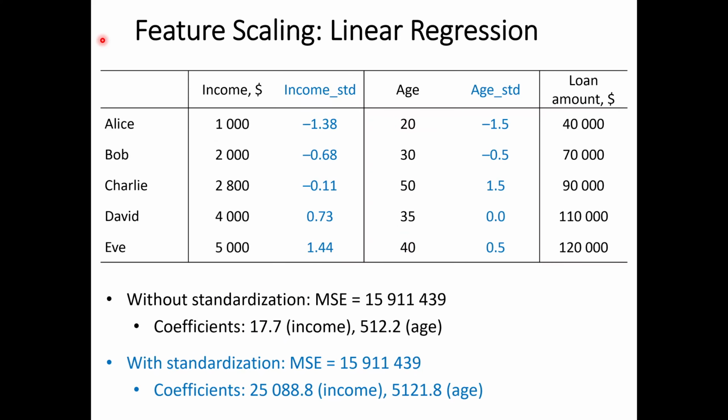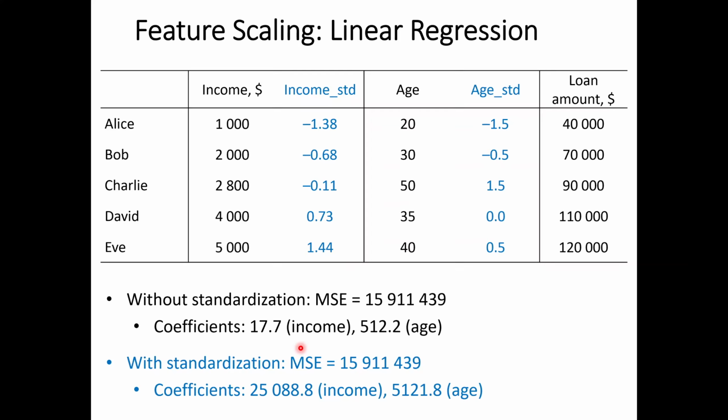Let's now take a look at how standardization affects the results of linear regression. When we apply linear regression to the raw features and to the standardized ones, the MSE remains exactly the same. This happens because scaling is just a linear transformation, and the regression model compensates for it. What changes are the coefficients. With raw features, they are tied to the original measurement units, dollars for income, years for age, so the magnitudes reflect the scale of each feature rather than its real importance.